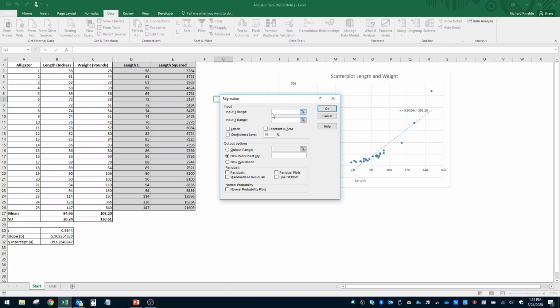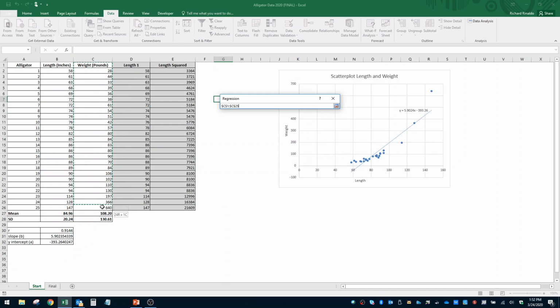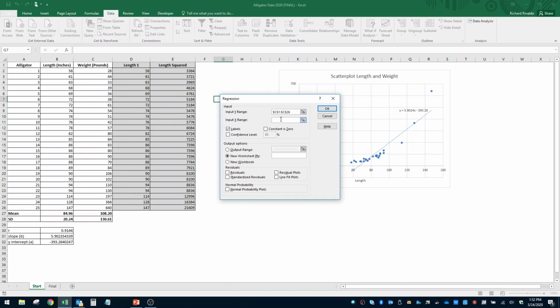My input variable for Y is what I want to predict, and I'm going to have labels. So I'm going to click off labels, and I'm trying to predict weight. Now I'm going to be running a multiple regression, so my X variable has 2 components. The reason I've duplicated length here is they need to be adjacent to each other for the multiple regression to run. So I have to make sure the 2 columns are beside each other.